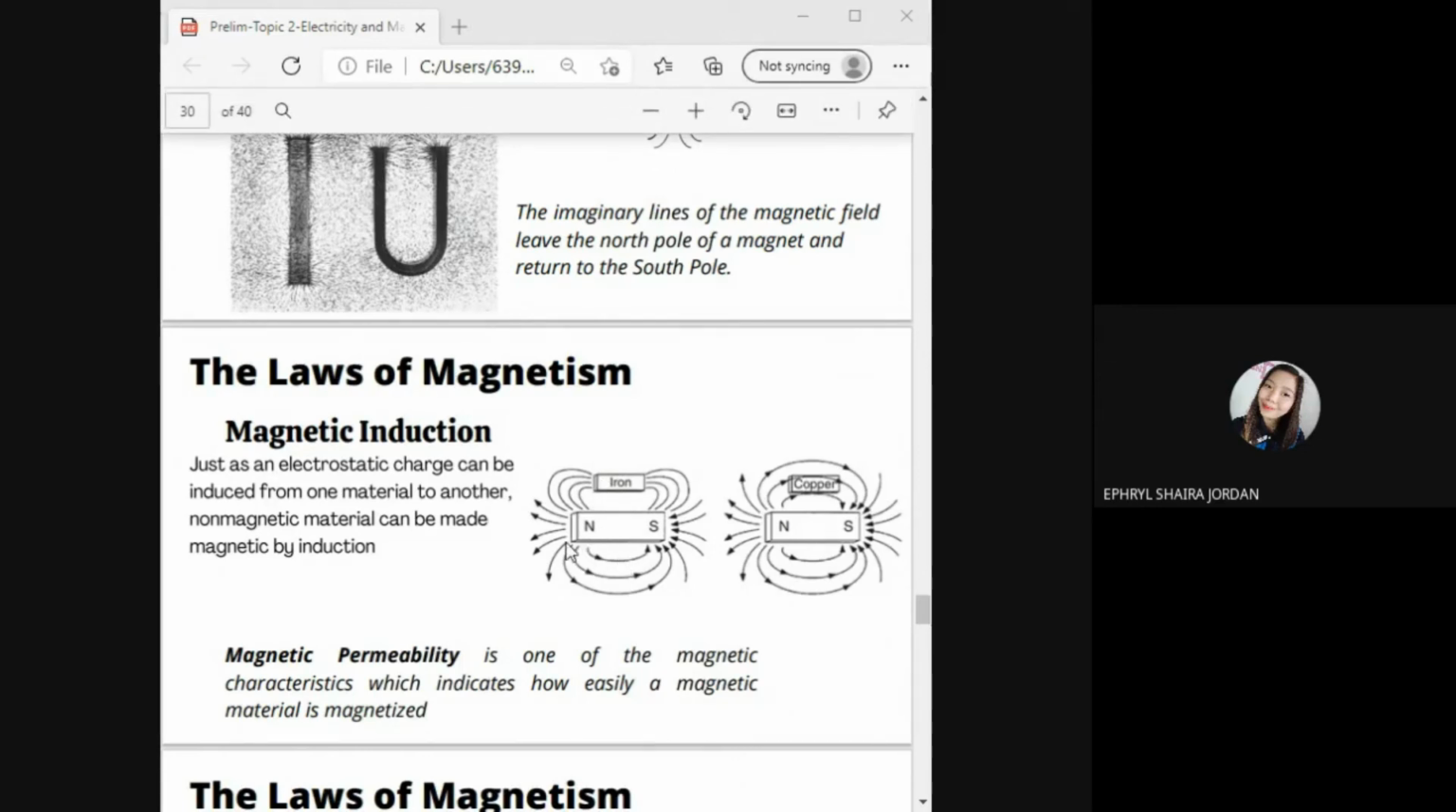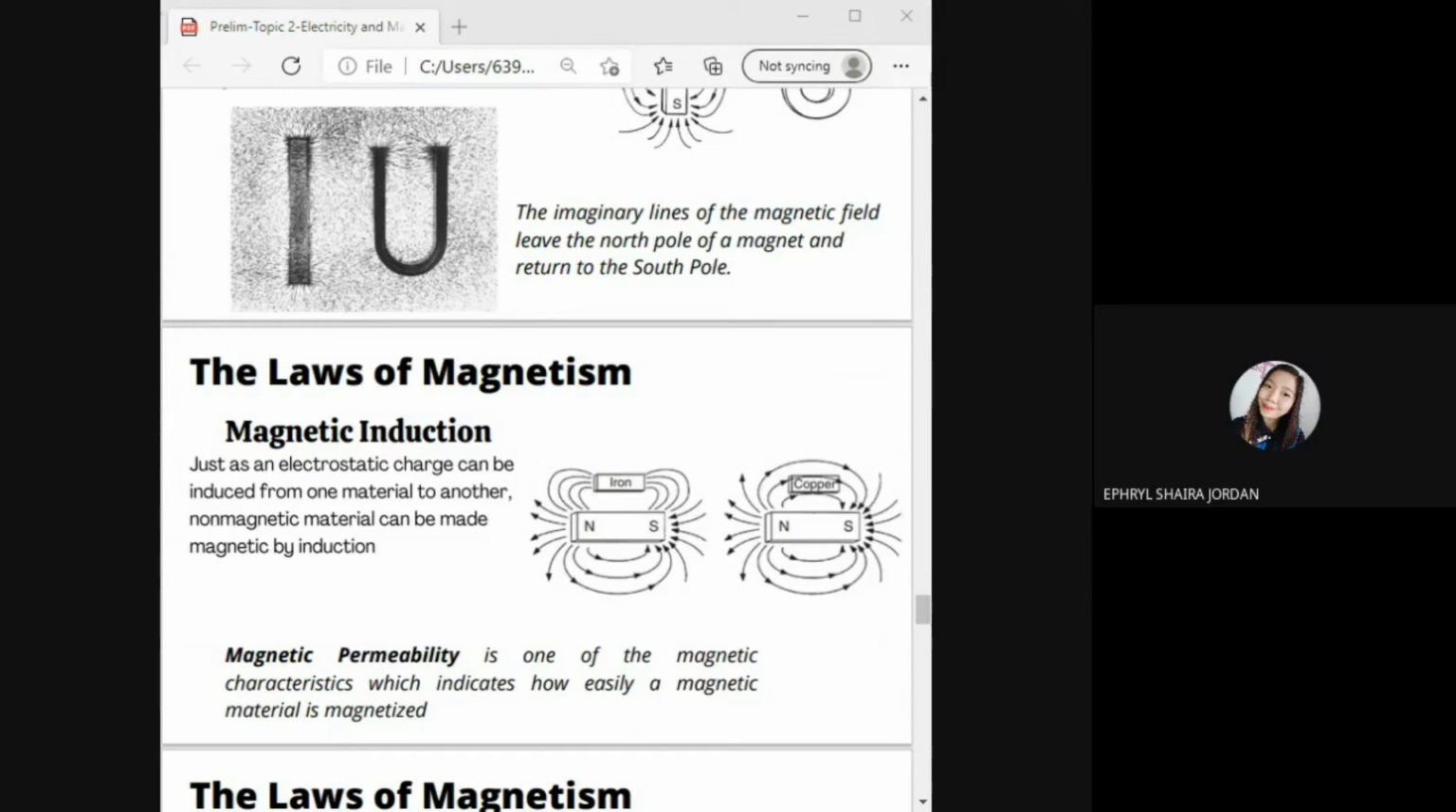Regularly, or the usual appearance of the line, diba? It exits the north and goes back to the south. But if you put a ferromagnetic material near the magnetic field, it will alter and it will be attracted by the iron.